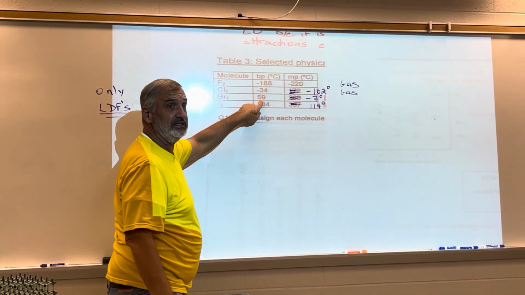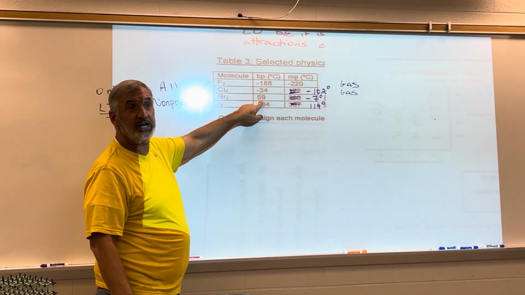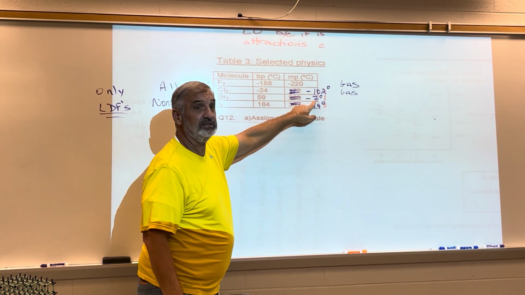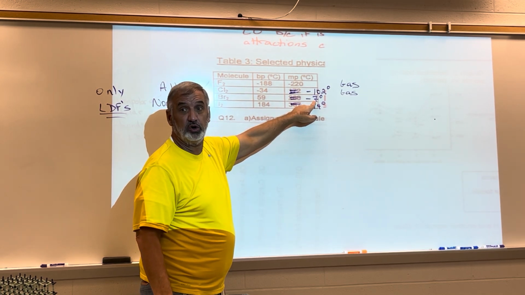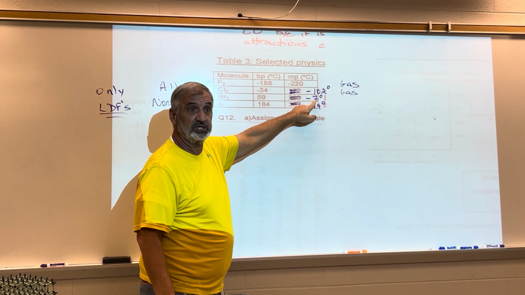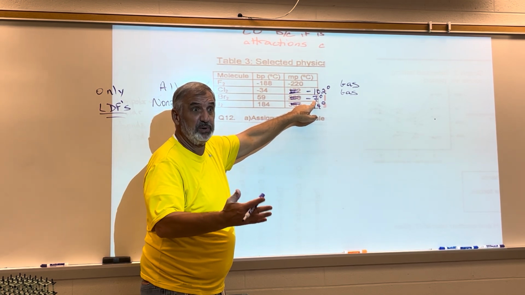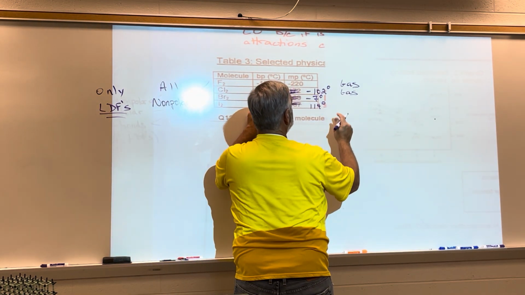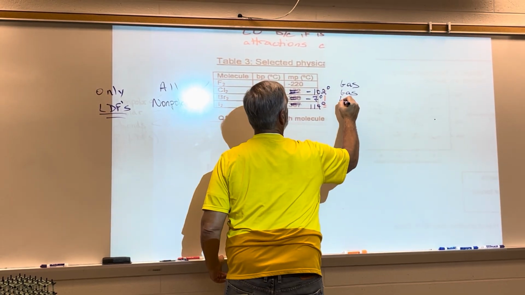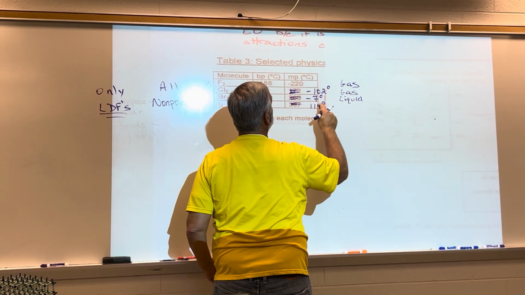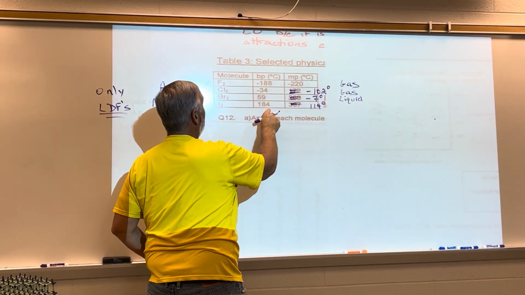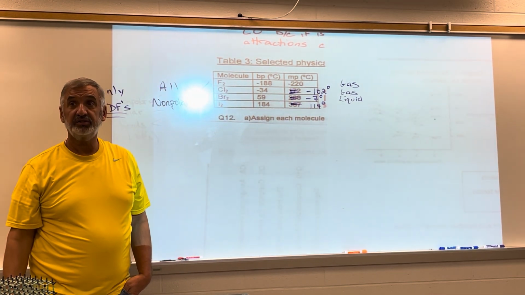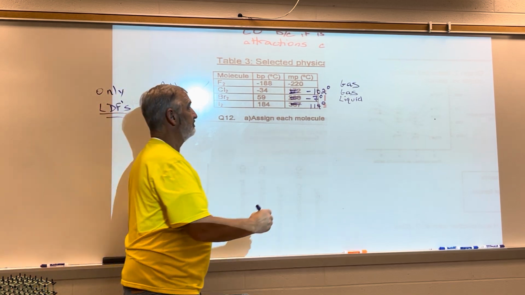But 59 is above the 25, right? But the negative 7 is still below, so 25 is above negative 7, and it'll melt at room temperature. So what state is it going to be? Liquid. But iodine doesn't melt until 114 degrees. So what state is it going to be? Solid.